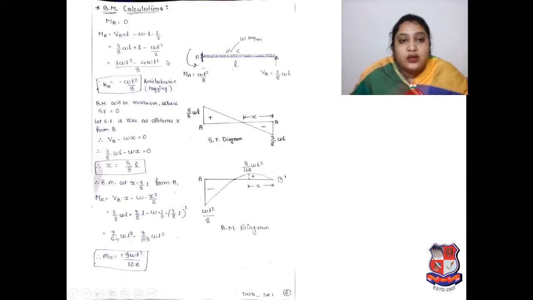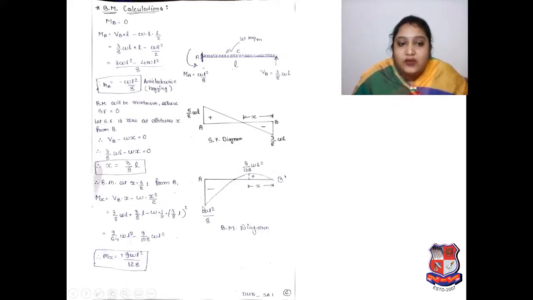Whatever values we have, as per that, in our shear force diagram, the value at A will be 5 by 8 WL, upward direction positive. UDL means a straight inclined line. So at B, 3 by 8 WL value is there, where shear force is 0. So at that point the bending moment will be maximum. You can see that bending moment is maximum over here.